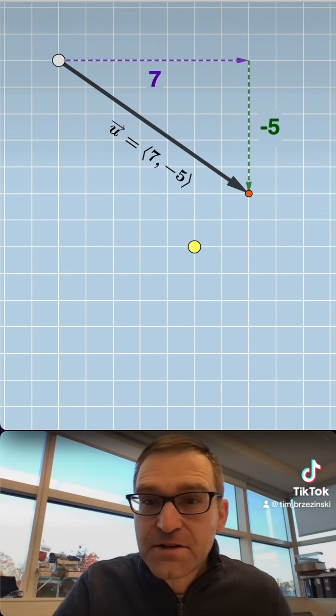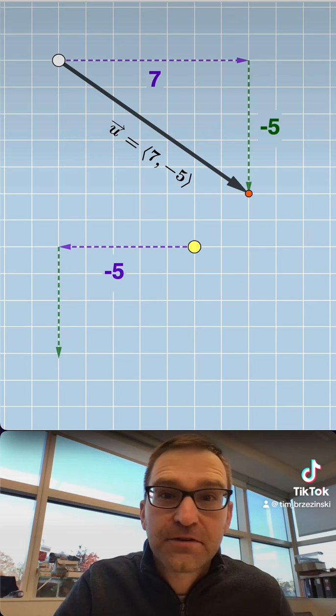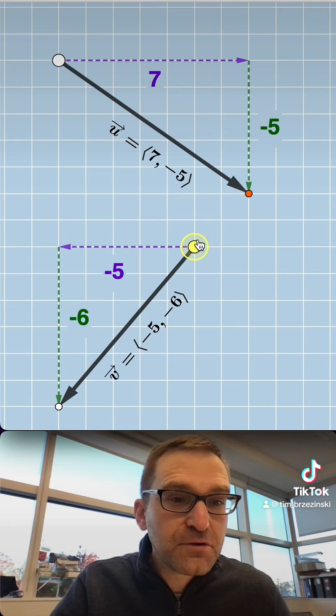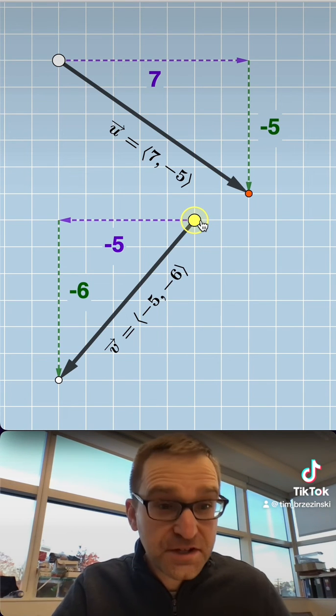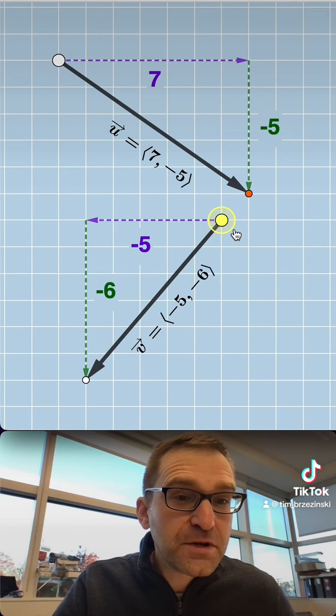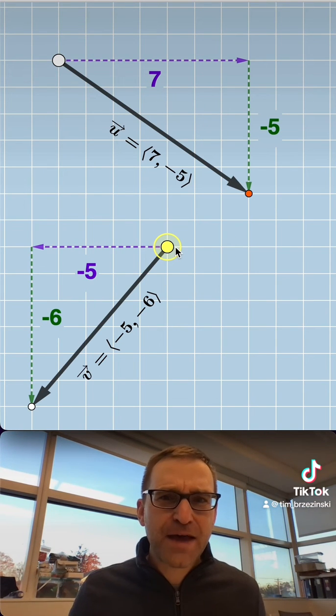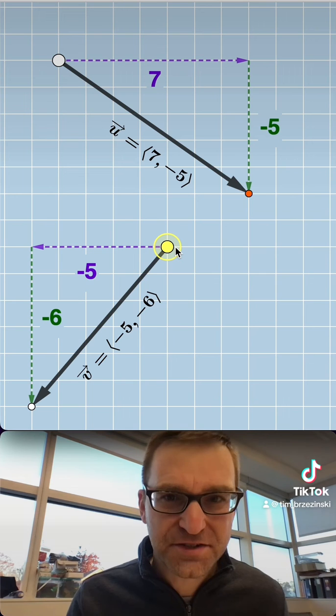Okay, let's take another vector now. This one right here. Let's take the vector -5, -6. This vector wants to move this yellow particle 5 units west and 6 units south. So what happens when we take these two vectors and actually add them? How do we add quantities that have magnitude, and how do we actually add directions here?